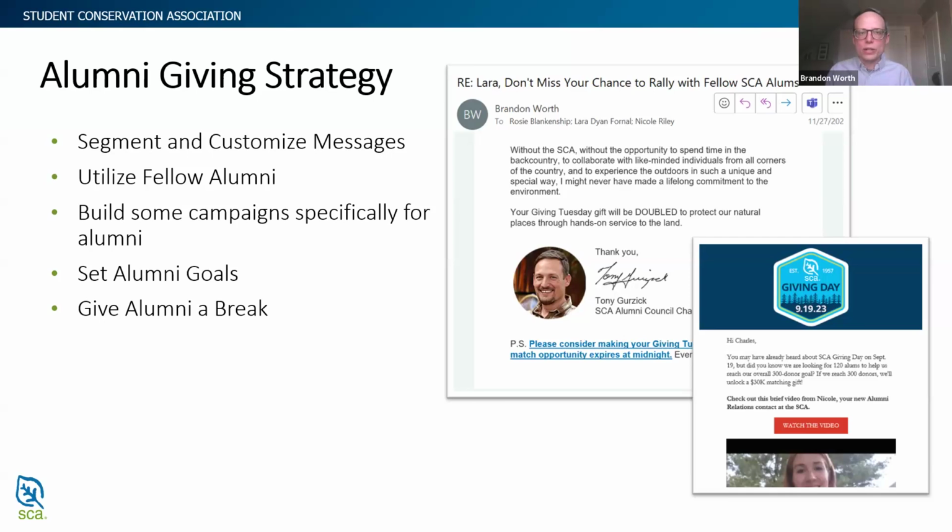We do some of that with dynamic content in emails, where a couple sentences get customized if you're an alumni. Sometimes we'll do a full message that's just for alumni. And that kind of leads into the second point, utilizing fellow alumni. So this on the left is an example of a just-for-alumni email that we did at Giving Tuesday, and we utilized another alum as the sender, our alumni council head, and pulled in some of that messaging I was talking about, his personal experience in the SCA, and really making a case for why it's important.